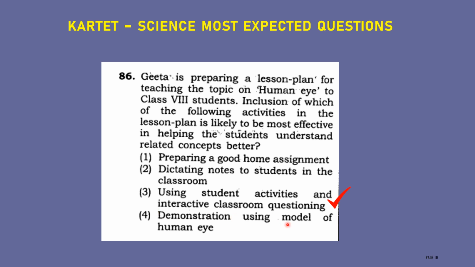Then demonstrating using model of human eye, because human eye is one of the body part of human beings, therefore they have to know better. Demonstrative method is not the good one, but if the students if they involved in the activities, then that is the very important, then the students they can understand very easily. Therefore third one is the correct answer.